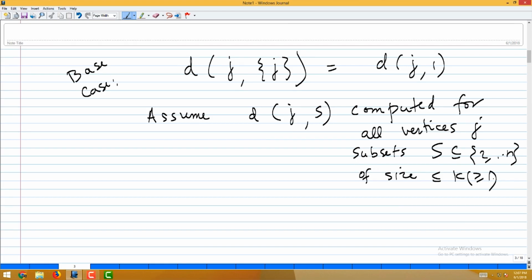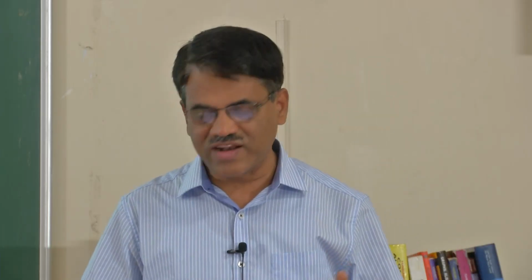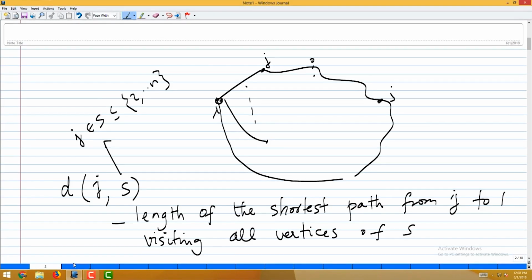Now, I want to compute for a larger set, going from size k to k plus 1. So, let us go back to the semantics of D(j, S). It is the length of the shortest path from j to 1 visiting all vertices of S exactly once. Why would you visit some vertex more than once? Because you are trying to find the shortest path, so I do not even have to put that constraint.